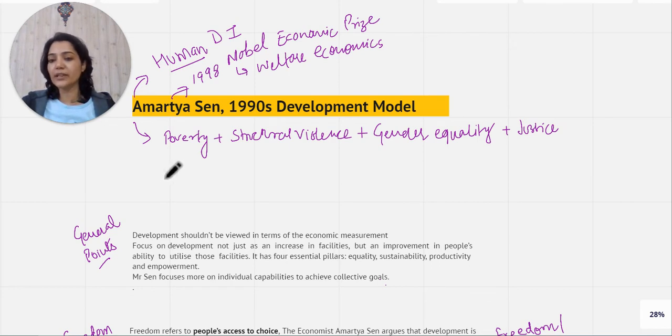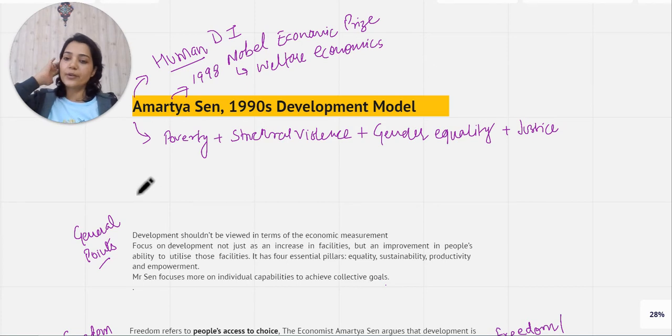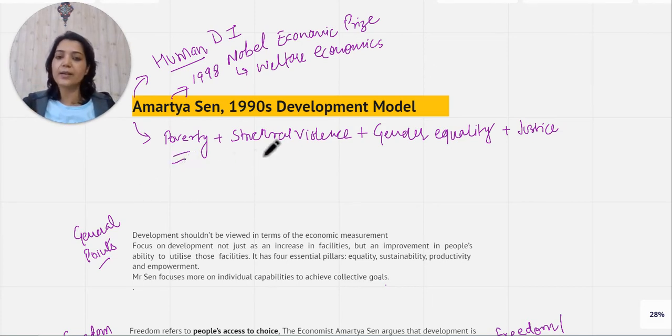And how can you connect Amartya Sen to global politics? You can connect Amartya Sen in terms of poverty, which we will be discussing, and structural violence, which is under peace and conflict. So please do not consider that Amartya Sen can be connected only to the development unit. No, Amartya Sen can be connected to different units as well. Poverty, where do you study poverty? You study poverty as a global political challenge, right? So in case you are preparing for poverty, then you can think of Amartya Sen.